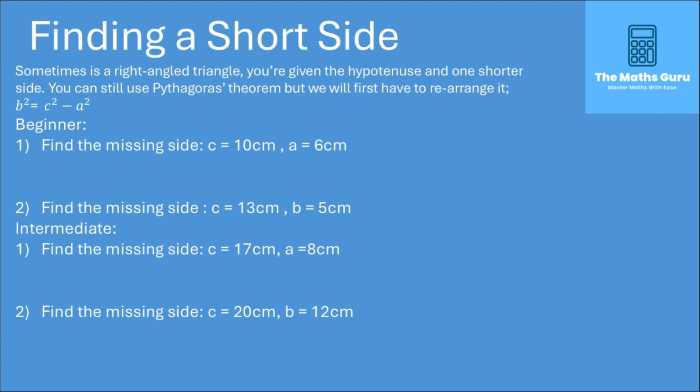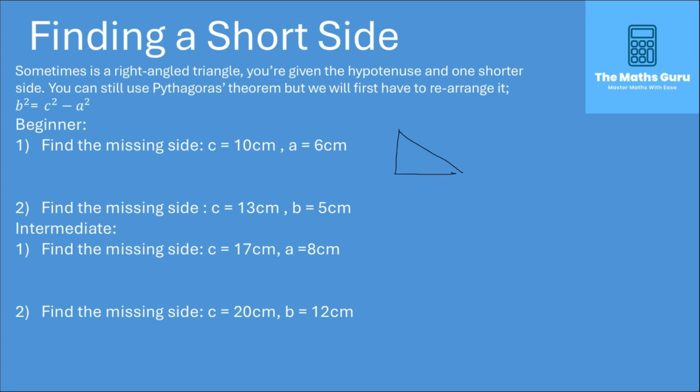So as you can see, sometimes in a right angle triangle, you're given the hypotenuse and one shorter side. You can use Pythagoras' Theorem, but we have to rearrange the formula to get b squared equals c squared minus a squared. Okay, find the missing side.